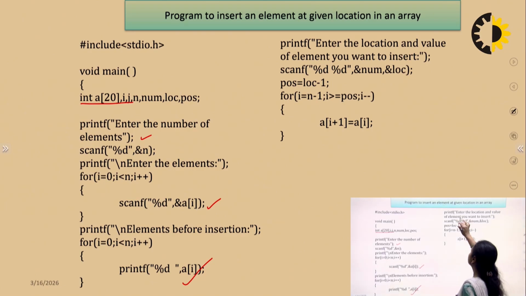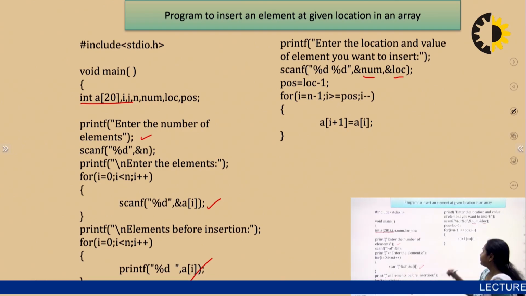Now, the concept comes of how to insert an element in an array. For that I need the number which I want to insert in the array and the position at which I want to insert that data. So for that the num and location are being asked from the user. After that, position is equal to location minus 1.